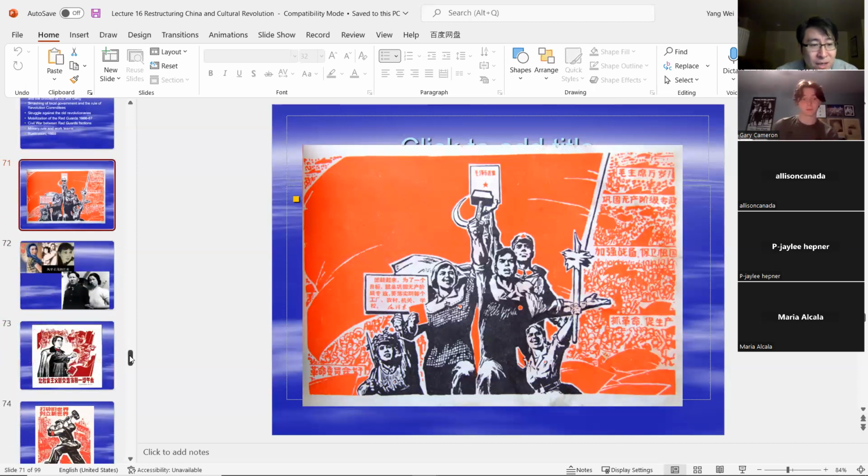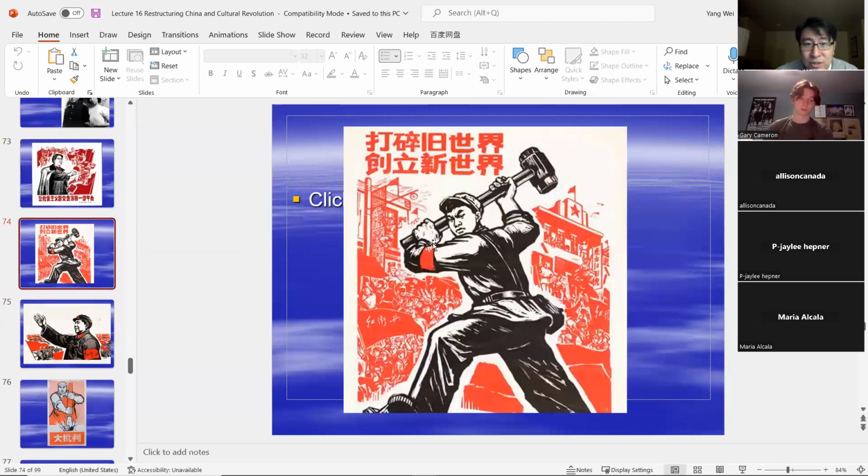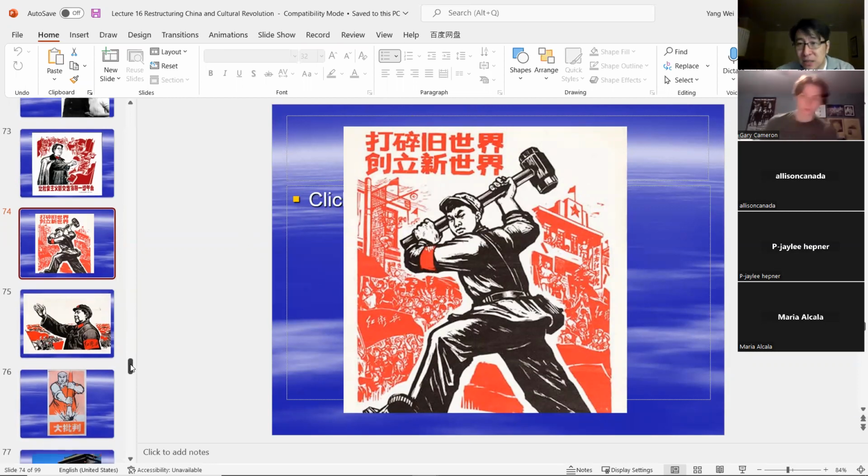So let me tell you a couple of stories. This is a typical propaganda poster. High school students and college students are mobilized to smash down the old world. The words on this poster read, 打碎旧世界，创立新世界, smash the old world and create a new one.